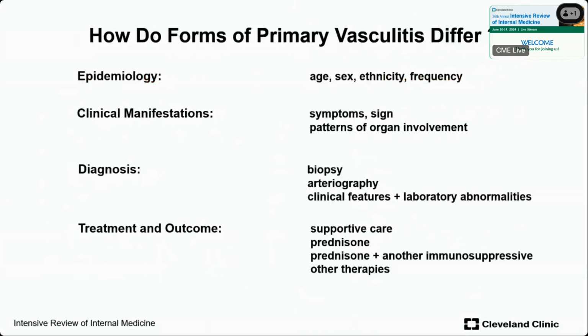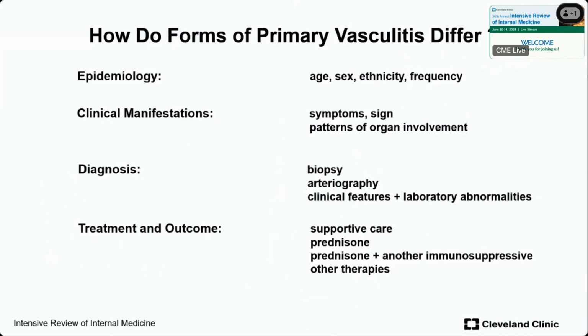How can we tell these primary forms of vasculitis apart, and how do they differ? Well, there may be differences in terms of the age of the patient, sex distribution, ethnicity, and frequency. Clinical manifestations such as the patient's symptoms and signs, and in particular patterns of organ involvement, play an important role in differentiating these diseases. This then in turn influences how we might approach the diagnostic process, which may range from performing a tissue biopsy, arteriography, or there may be rare instances where clinical features and laboratory abnormalities are sufficient to be able to make the diagnosis.